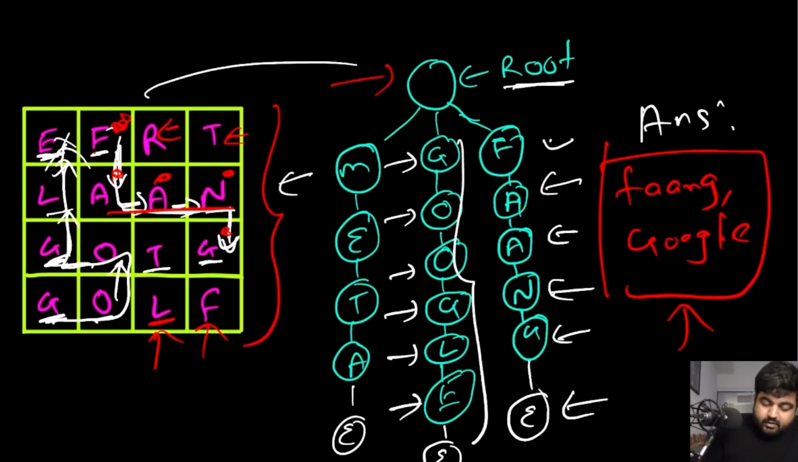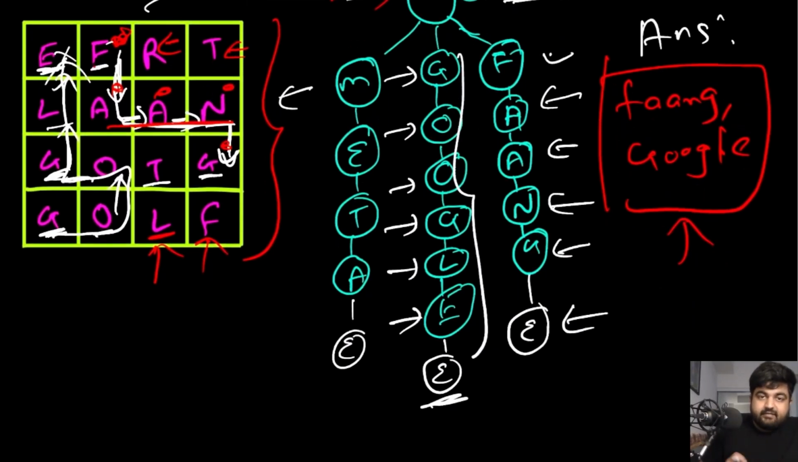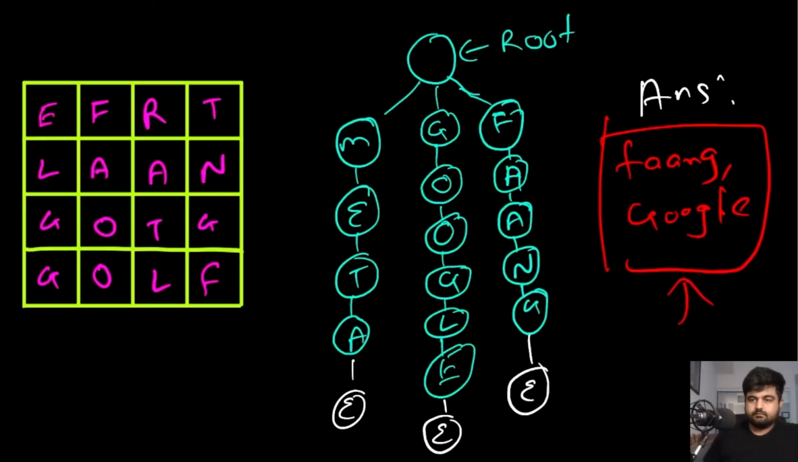Remember, because we used a trie, things become much faster for us, and we can immediately look up whether any single character leads to an answer or not. Okay, now let's do the tricky part. We will have to do the time and space complexity analysis.